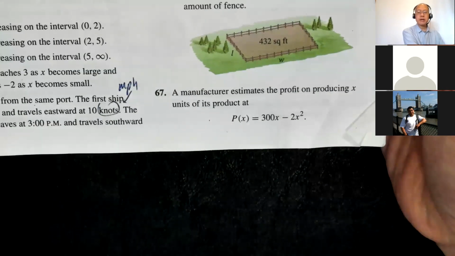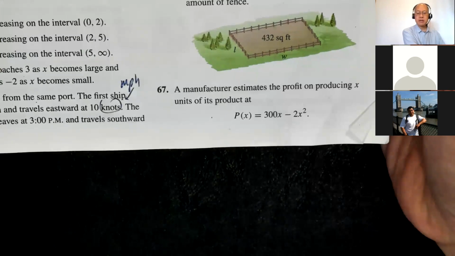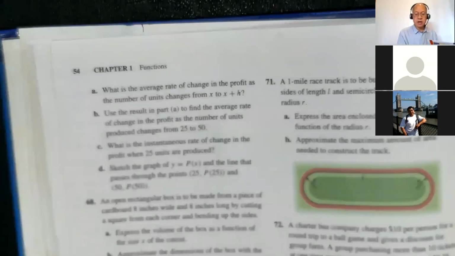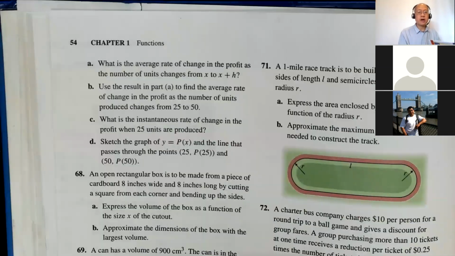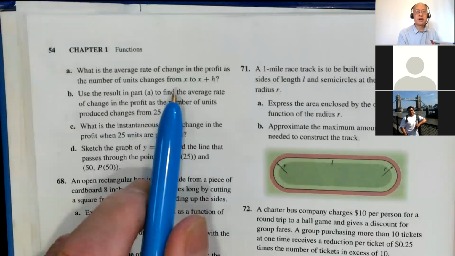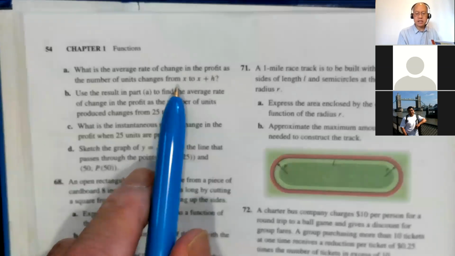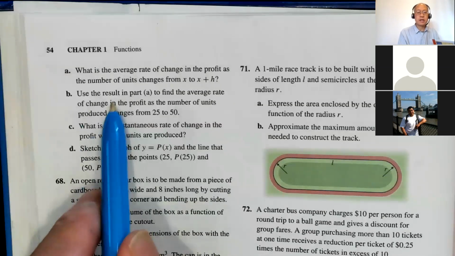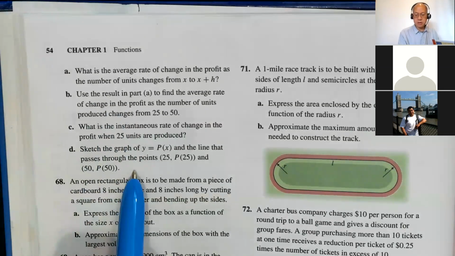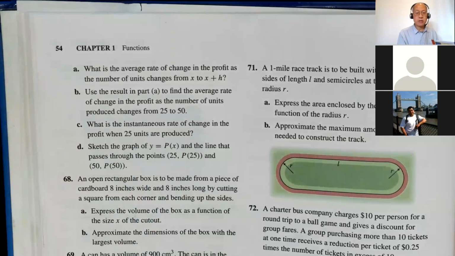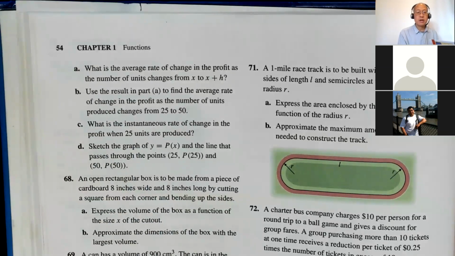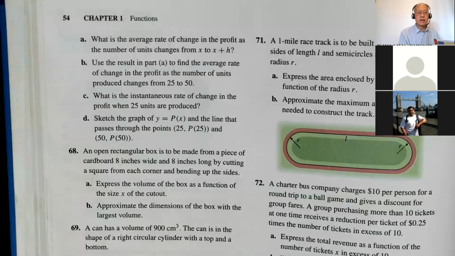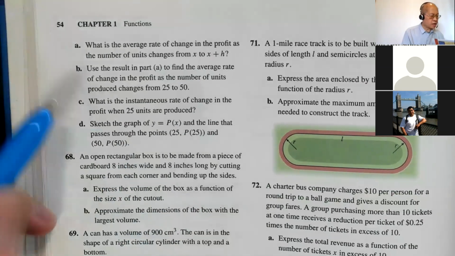67, a manufacturer estimates the profit P of x is 300x minus 2x squared. And then all this stuff again, average rate of change as we go from x to x plus h. And then you plug in some stuff. Okay. Let's not worry about the sketch. I'm going to skip D.